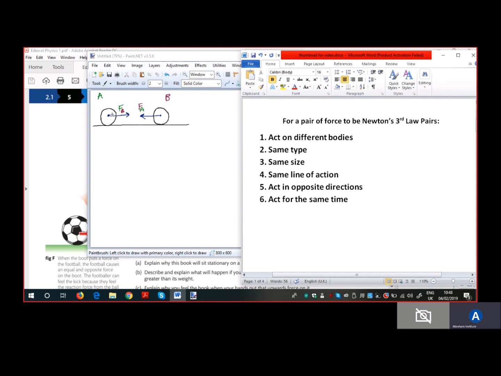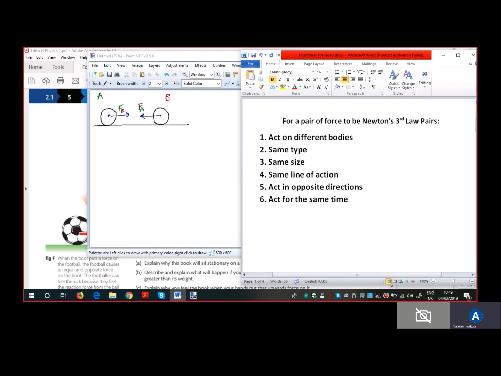So if you take this to be the sun and this to be the earth, then this will be one weight force, this is the other weight force. So both will be the same in size. Then the same line of action. Now if I draw a line passing through this arrow, it will also pass through this other arrow. So both arrows are on the same imaginary line, or we can say the same line of action. They act in opposite directions. One is to the left, the other is to the right. They also act for the same time.